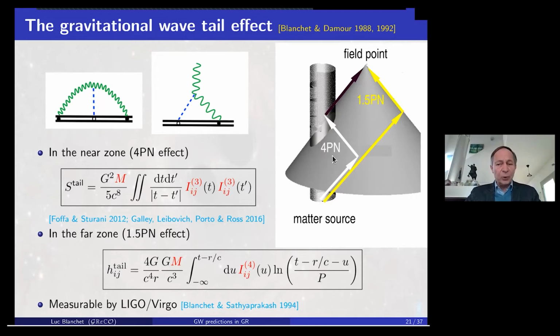So this is actually a 4PN order effect in the radiation reaction. And as I said, these effects can be measured by the LIGO-Virgo detectors. Our colleagues from effective field theory will use diagrams to represent these effects. So there will be some diagram which describes the propagation of gravitational waves far from the source and scattered because of the presence of the mass.